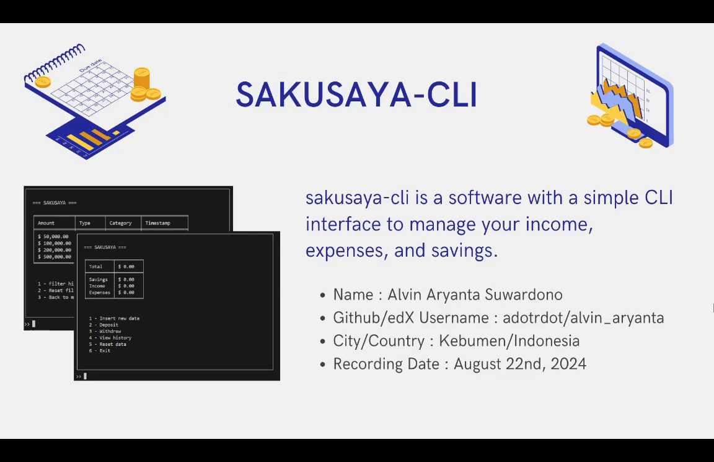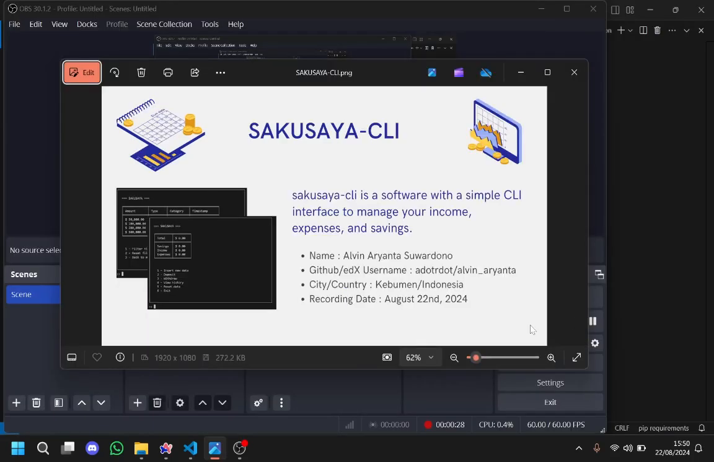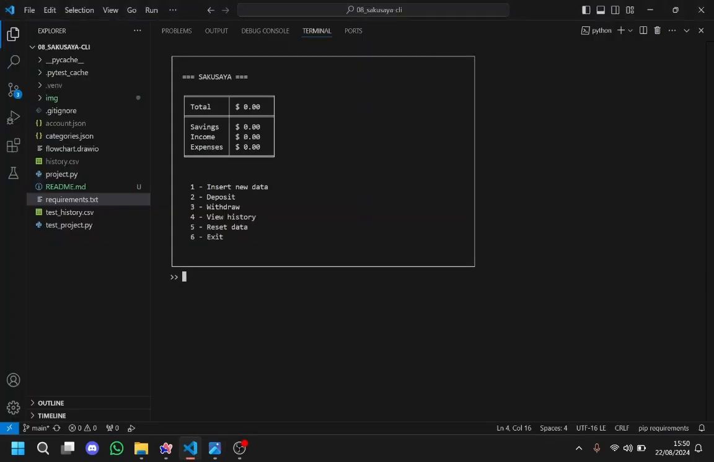Hi everyone, in this video I'm going to show you a demo of a program that I created as a submission for the CS50 Python's final project. It is called SAKUSAYA-CLI. In short, it is a software with a simple command line interface to manage your income, expenses, and savings. And how does this program work, you might ask? Here I'm going to show you.